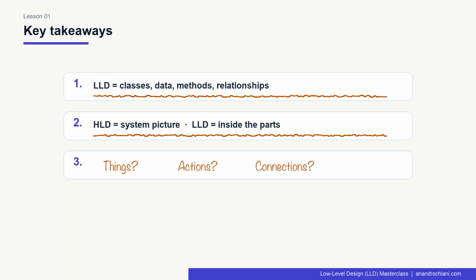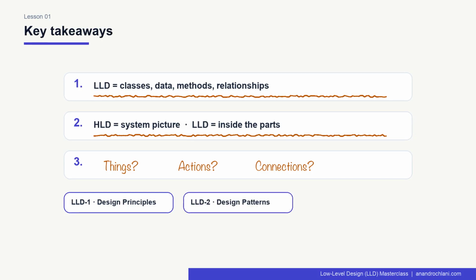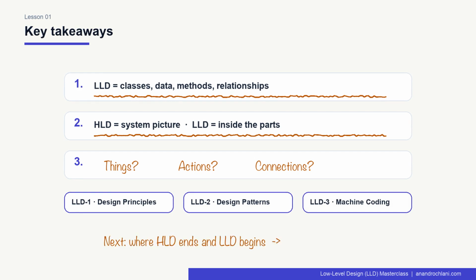And here is the road ahead. LLD1, design principles, the rules of good structure. LLD2, design patterns, ready-made solutions the industry trusts. LLD3, machine coding, full interview problems end to end. Next, we will make the HLD versus LLD boundary even sharper. When should you stop drawing system boxes and start designing classes?